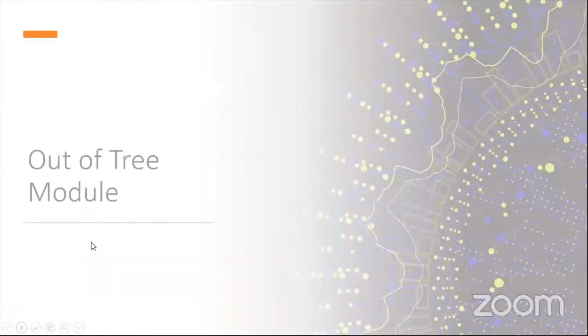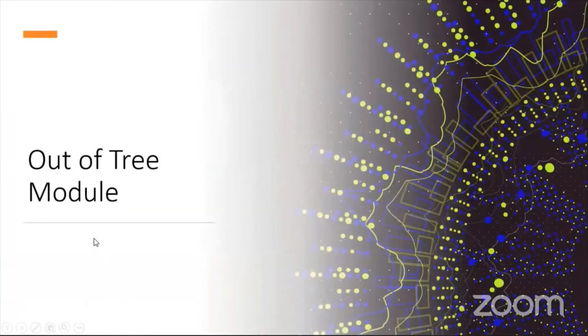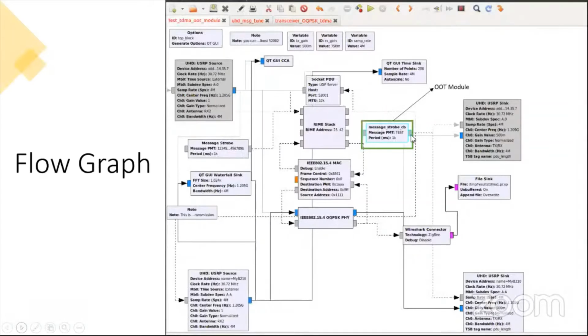So then coming to the out of tree module. An out of tree module is basically any module which is developed outside of the actual GNU Radio source code. It is developed for customizable functions, or if any function is required by the user which is not available inside the GNU Radio source tree, we can develop an OOT module from scratch. Here we have developed 2 of them. The first one is to form the frame structure, the slot frame structure of 15.4e. If we attach this out of tree module properly to any GNU Radio flow graph, we can implement the 15.4e functionalities.